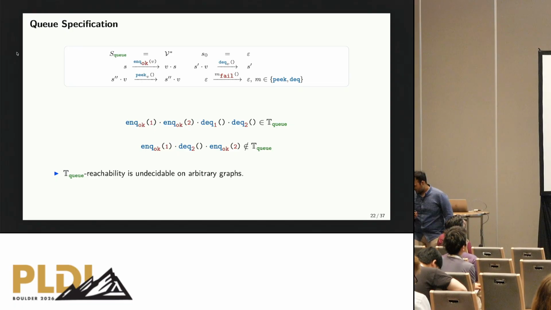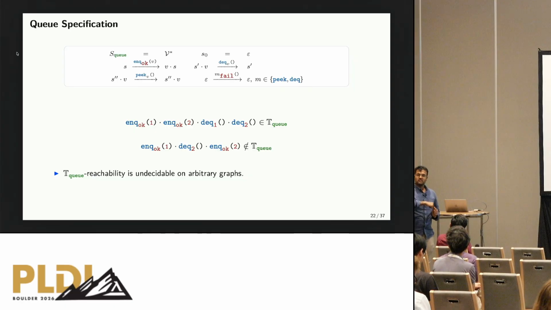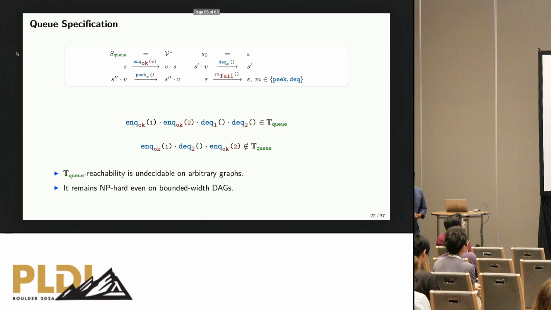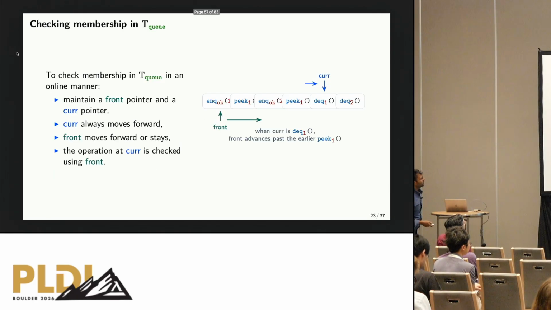The reason why this is a big deal is because the problem of checking whether there is a path in the graph which is according to the Q specification, for arbitrary graphs, this is an undecidable problem because it very closely resembles reachability in Turing machines. Even for DAGs, for arbitrary DAGs, this is an NP-hard problem. So we need to do something else.